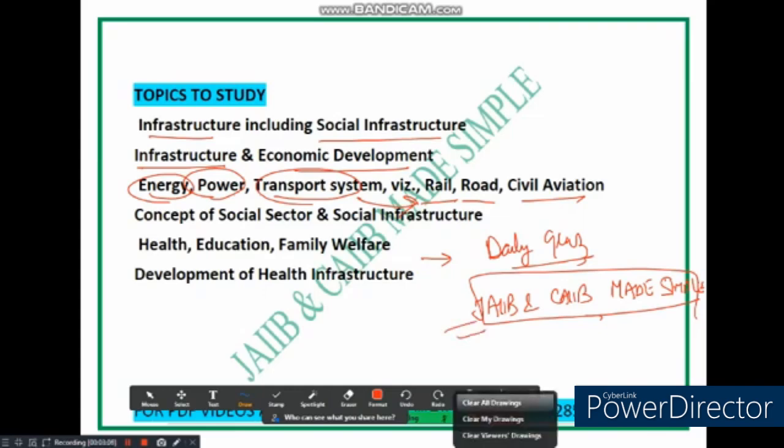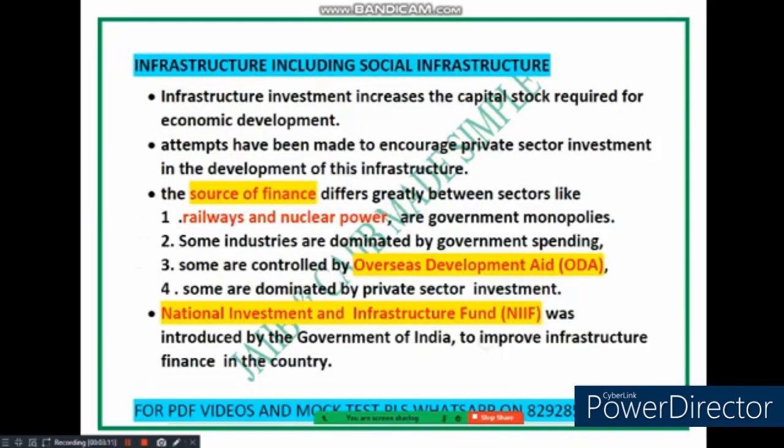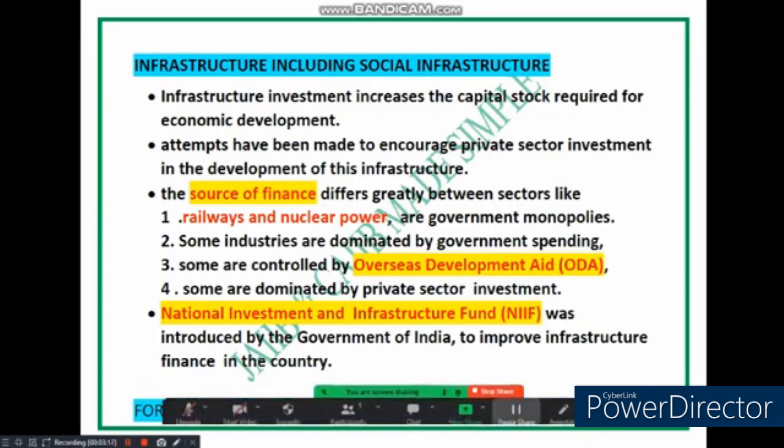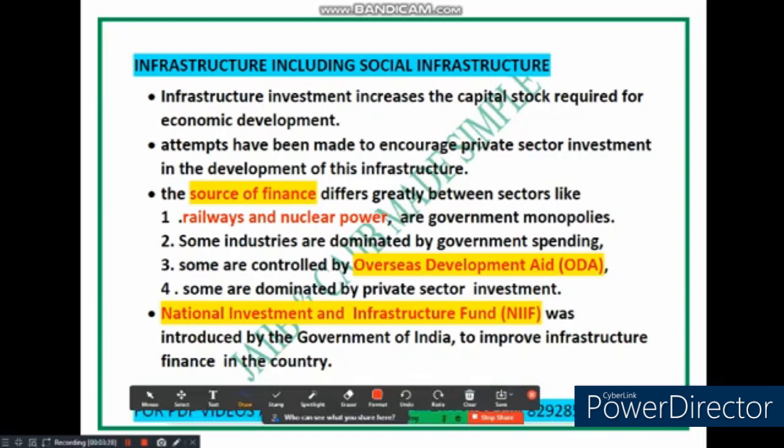So the first thing is infrastructure, including social infrastructure. What is infrastructure basically? When a country invests in building infrastructure like roads, bridges, schools, hospitals, power plants, it helps create the necessary foundation for the economy to grow. Let's say a government builds new roads, new bridges. In this case, it allows people and goods to move more easily, which can boost business activity and stimulate economic growth, right?